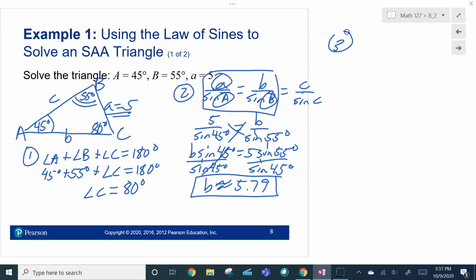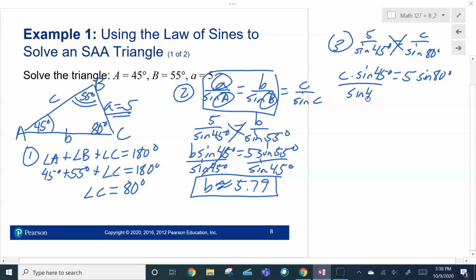And then thirdly, I'm going to say a over sine of A equals, make sure your calculator's in degrees, by the way, c over sine of capital C, which we know is 80 degrees. Angle C is 80 degrees. Go ahead and do a similar process. c times the sine of 45 degrees equals 5 times the sine of 80 degrees, divided by sine 45.